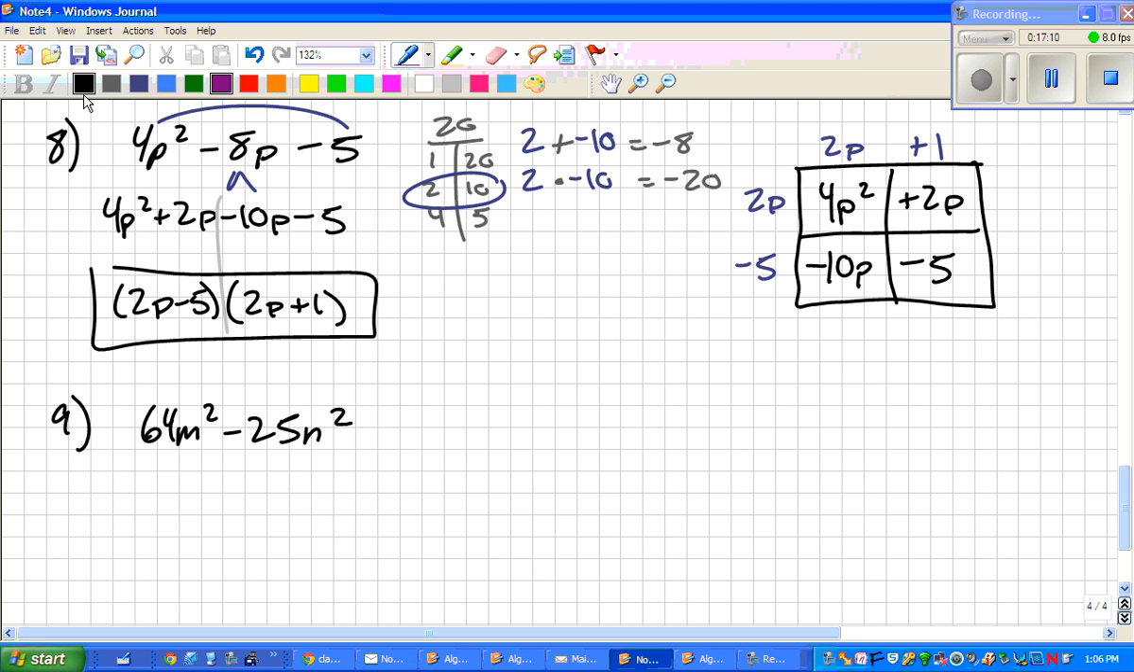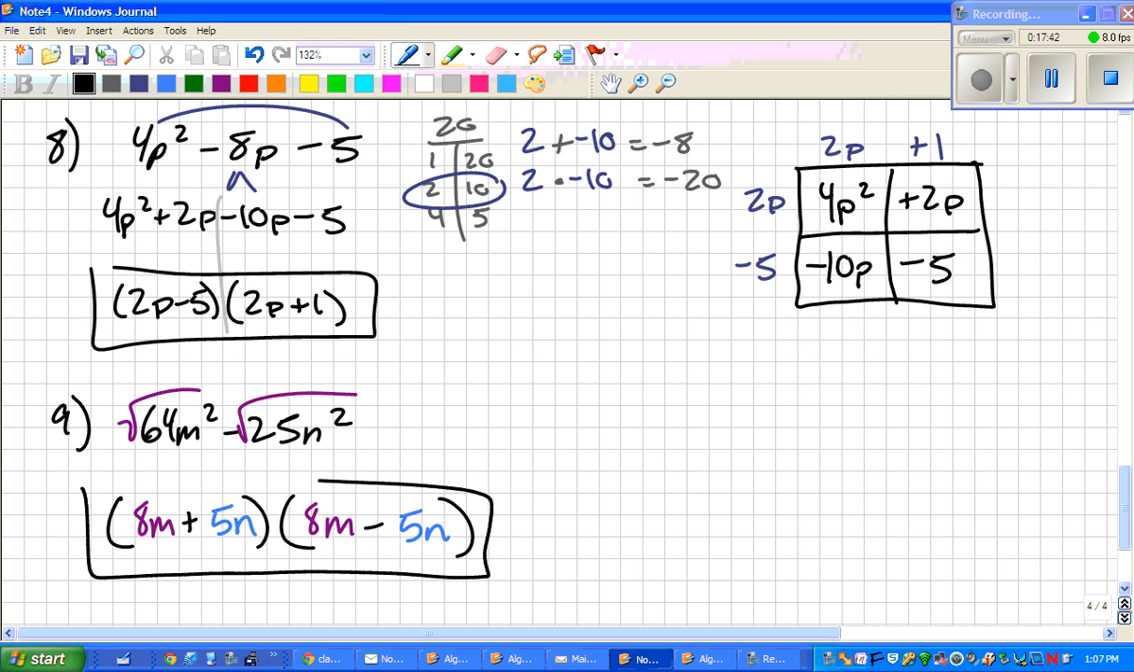Okay, but this is the difference of two squares, where we take the square root of both of those. The square root of 64 is 8, and the square root of m squared is m. The square root of 25 is 5, and the square root of n squared is n. And then one's a plus and one's a minus. And that's it.